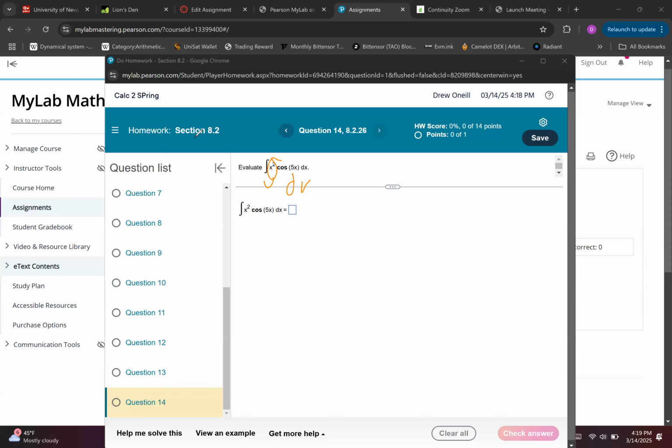So 8.1 was going back to Calc 1. How do we do u substitution? 8.2 is how do we do integration by parts? Brand new, but I promise you, of all, there's 4 integration techniques. We're going to learn 2 more, but integration by parts is by far and away the most difficult, and questions 13 and 14 are the hardest versions of it, okay? So let me know if you need help on this, and good luck.